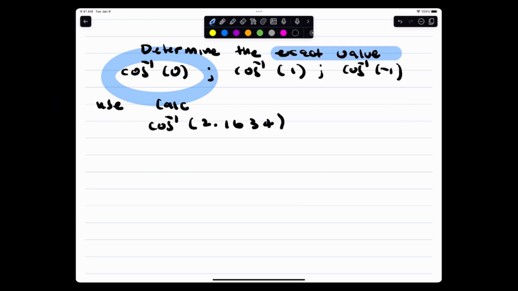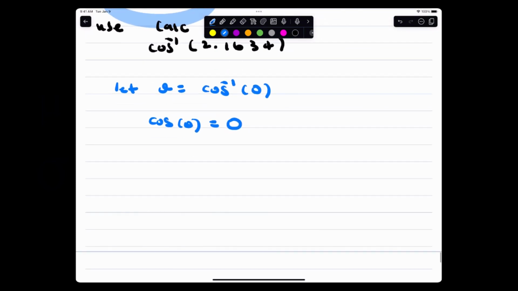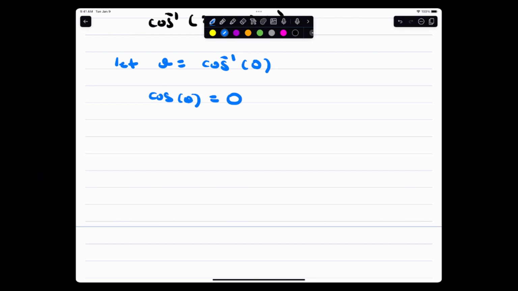You guys remember the exact value? So you're going to say, okay, let theta be the inverse cosine of 0. Use the definition. And what that means now is cosine theta equals 0. So we're going to want to find where cosine theta is 0.